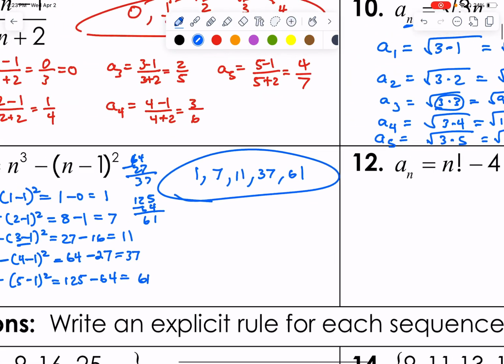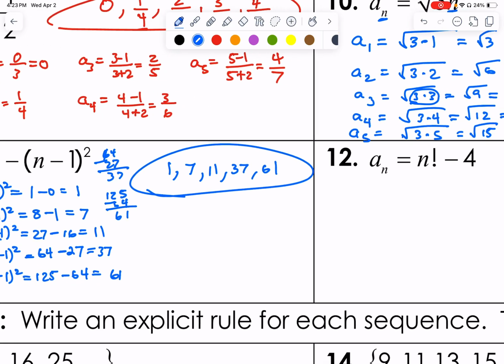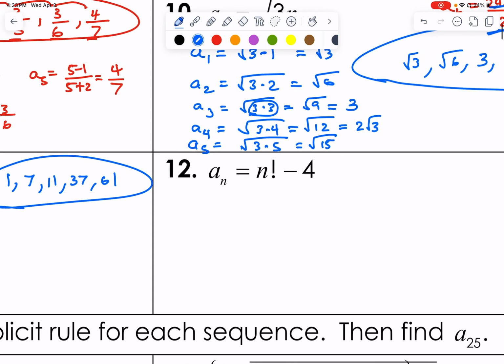And you can see the pattern that's being used. The next part, a sub 1, is going to be, this is called a factorial. If you've never seen the exclamation point in math, that was actually on the ACT and MCAs. So 1 factorial minus 4.